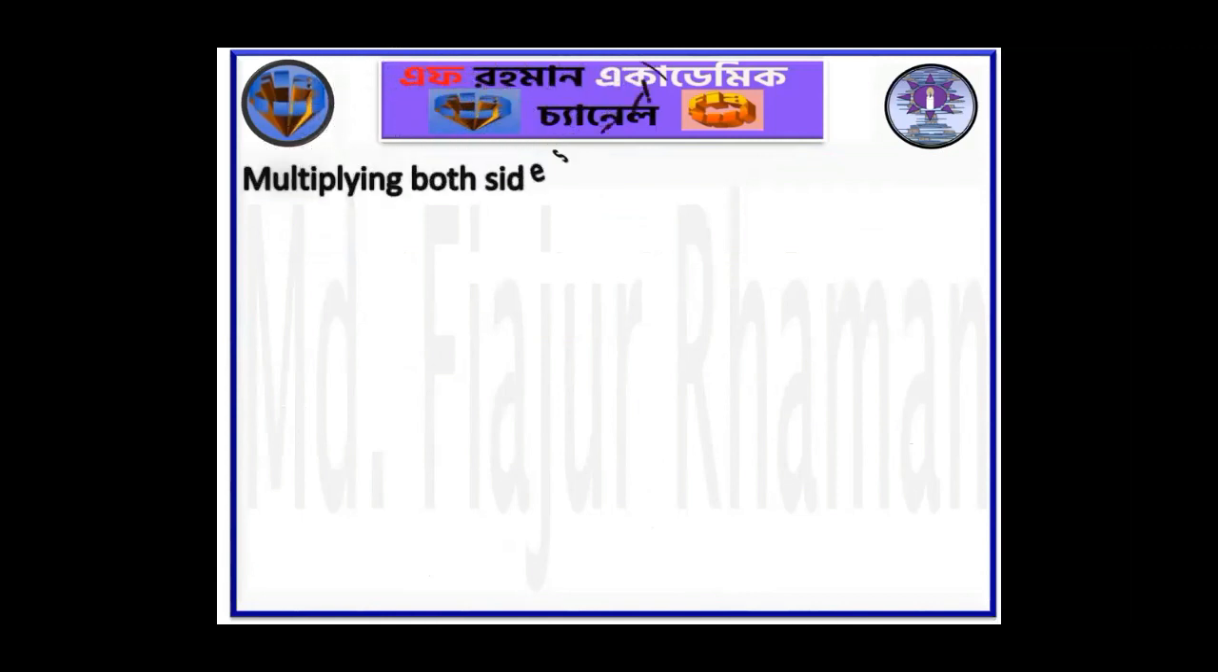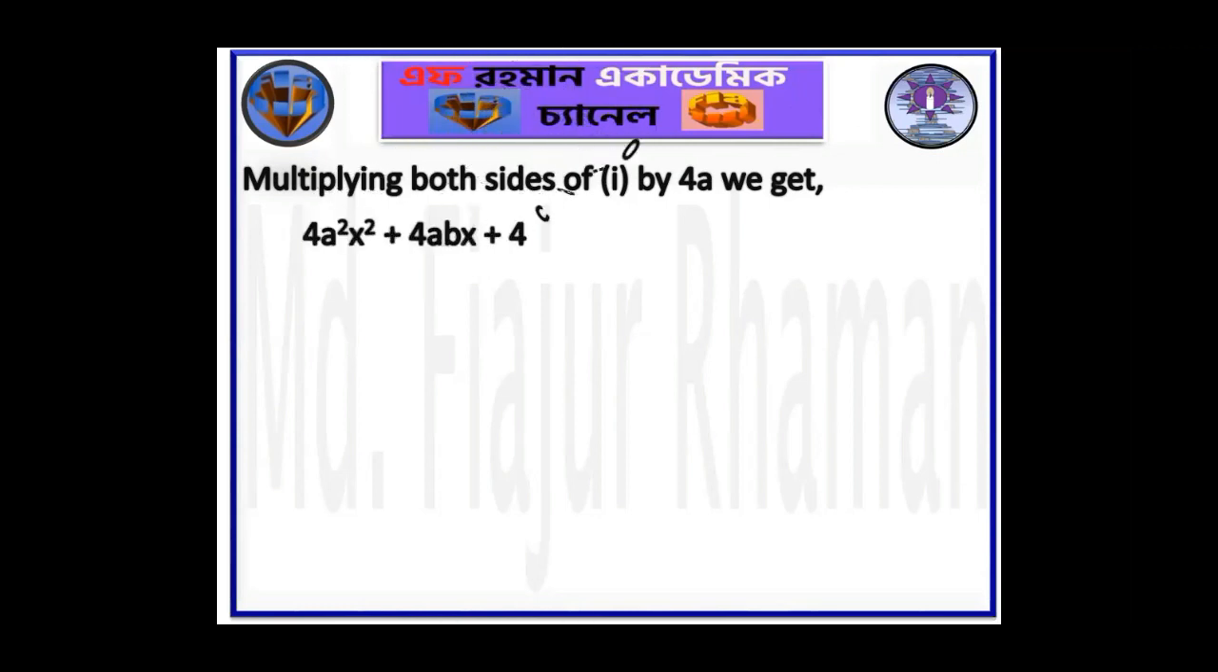In order to solve the quadratic equation 1, we should multiply both sides of it by 4a. And after multiplying by 4a, we get 4a square x square plus 4abx plus 4ca is equal to 0.